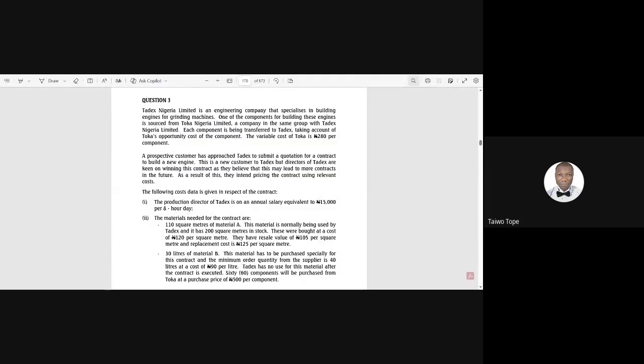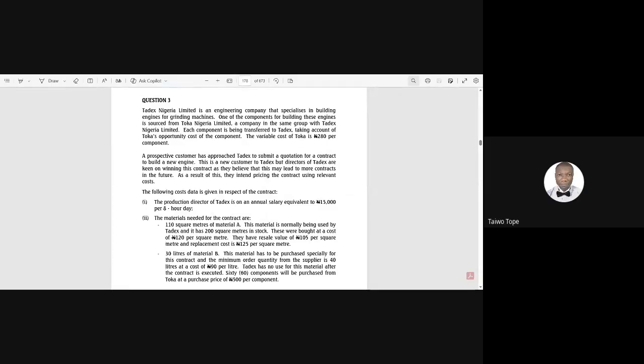The production director of Thaddeus is on annual salary equivalent to 15,000 naira for 8 hours per day. Now, this annual salary, is it a relevant cost or not relevant? It's not relevant, sir. Not relevant.